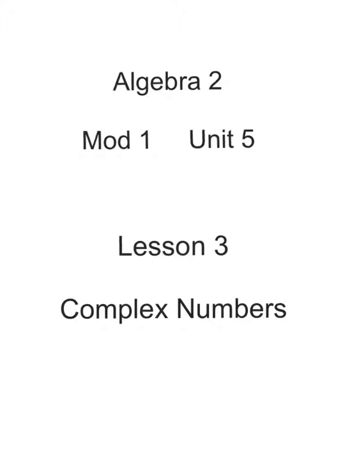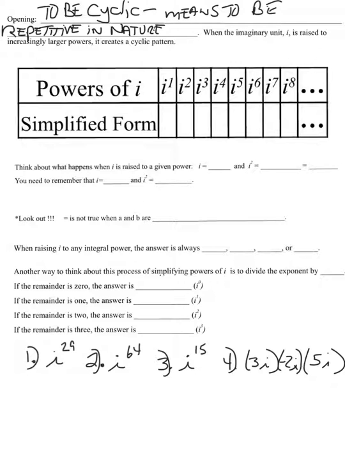Okay, we're in Unit 5. We're now up to Lesson 3, and it's time to go complex. Opening is this. Basically, we've got to be cyclic. That's the key word, cyclic. So I suppose we should underline that one right there. It basically means to be repetitive in nature, meaning repeating. There's a repeating pattern coming up here that we're going to learn about in this lesson.